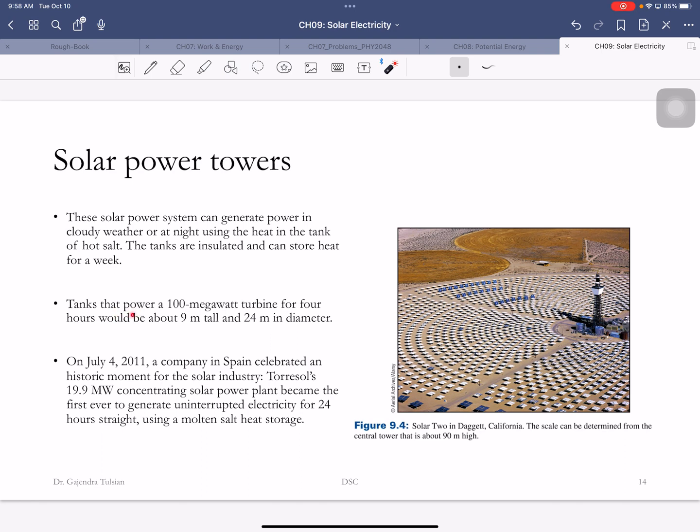So tanks that power a 100 megawatt turbine. A tank containing salt, so this is a tenth of a Hoover Dam, for 4 hours would be about 9 meters tall and 24 meters in diameter. So 24 meters is about twice the size of this room. Very small. With this much salt, 100 megawatts, you could run 100,000 homes, for 4 hours.